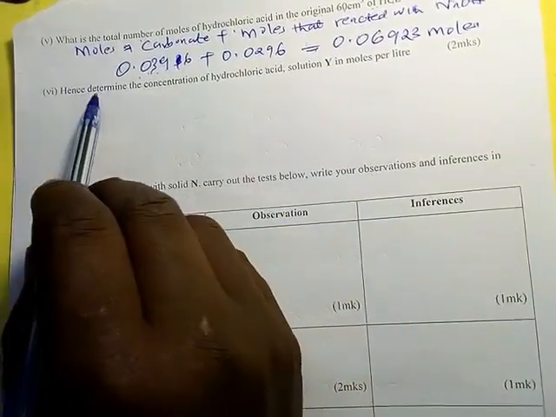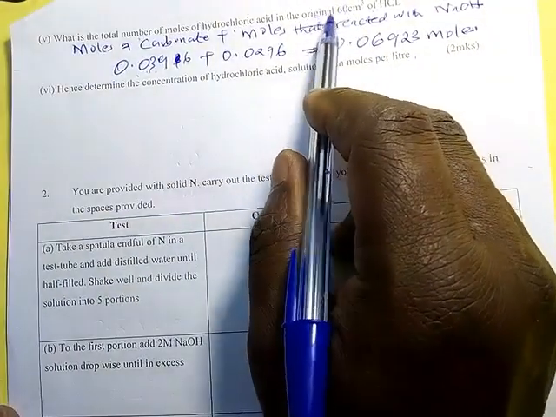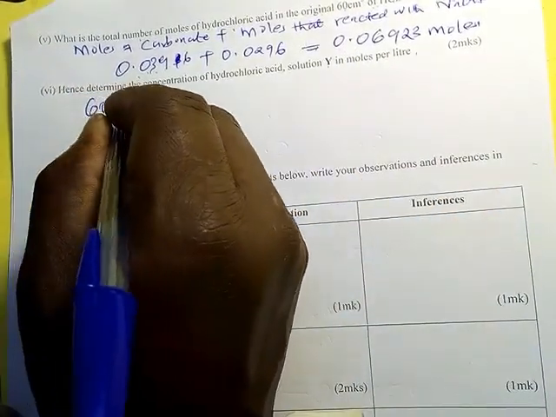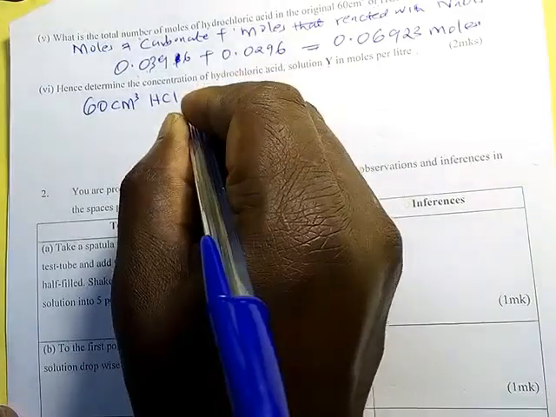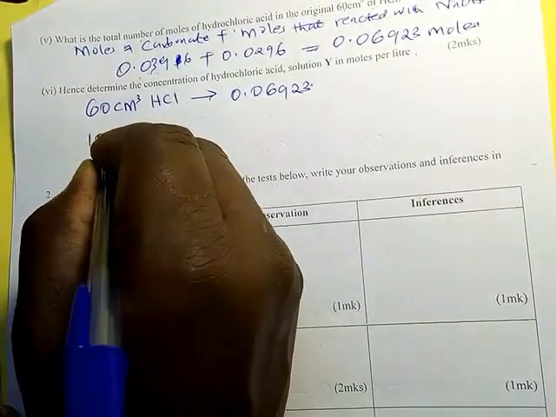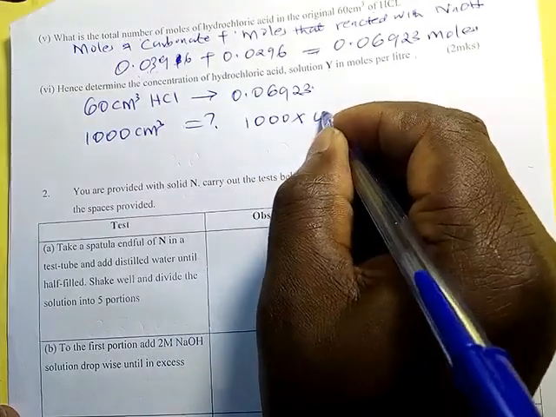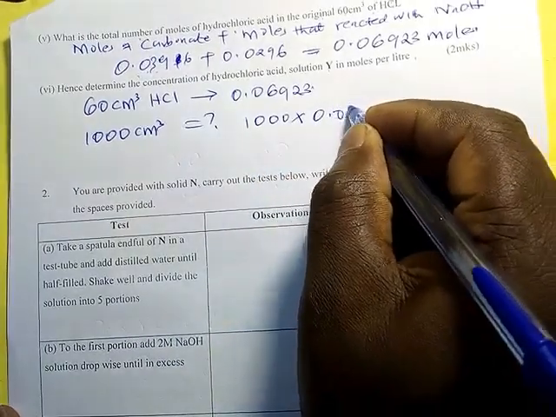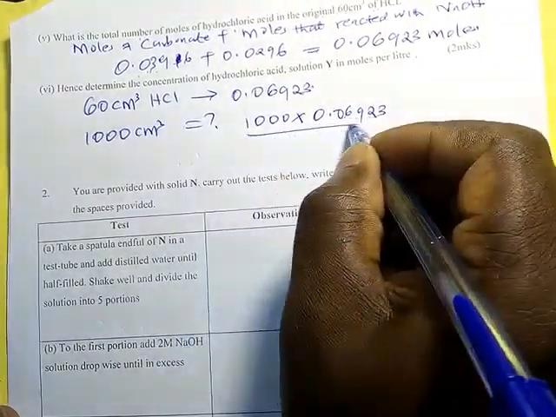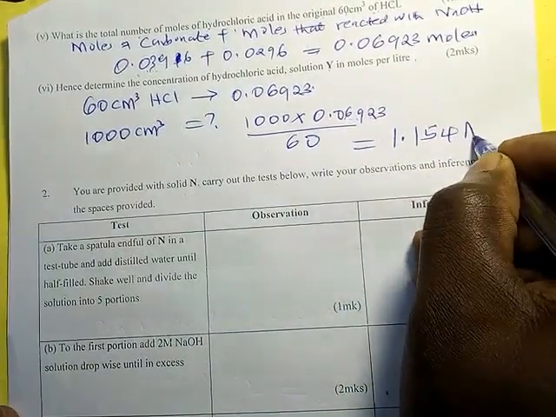So finally, determine the concentration of hydrochloric acid Y in moles per liter. Now we have the number of moles in 60 of the original. What will be the concentration? We will ask, 60 centimeters cube of original HCl has 0.06923. We will ask, 1,000 centimeters cube will contain what? It's 1,000 times 0.06923 divided by 60. So it will give us 1.154 molar.